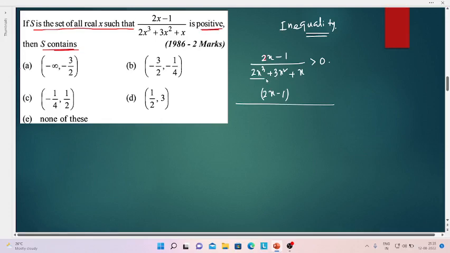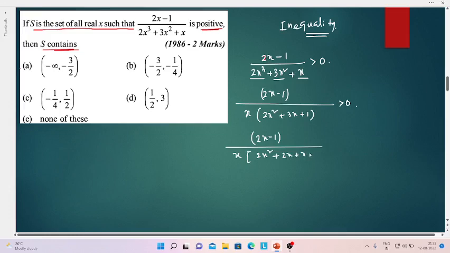Here you can see that 2x cube is there, 3x square is there, and x is there. So from these three relation, x is a common part, right? So we can take common x. So we will have 2x square plus 3x plus 1, right? Which is greater than 0. So 2x minus 1 upon x times, we can write down this particular equation as 2x square, right? Plus 2x plus x plus 1 greater than 0.